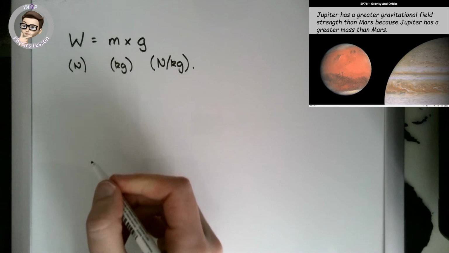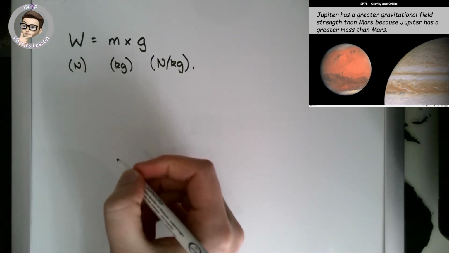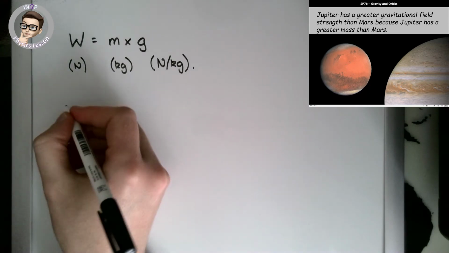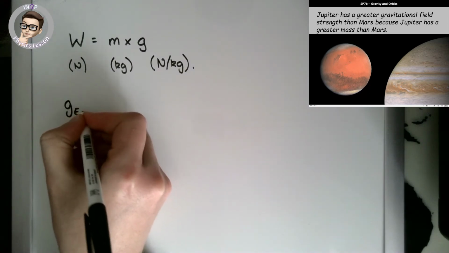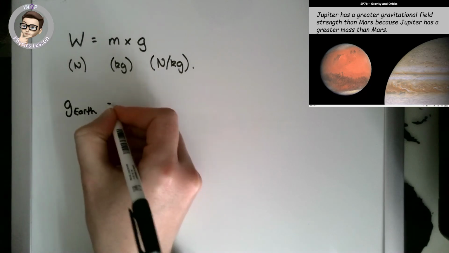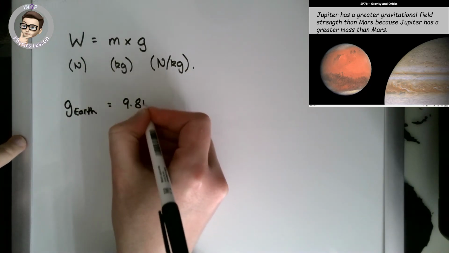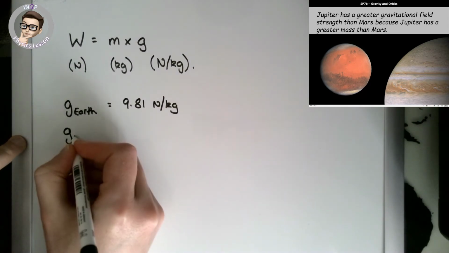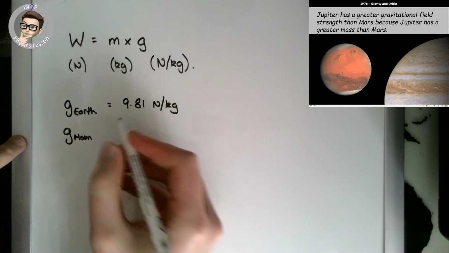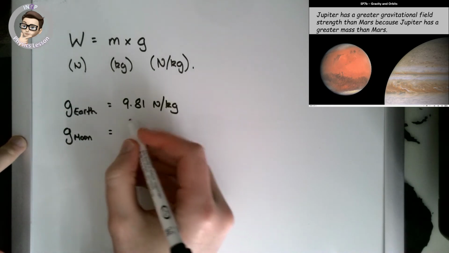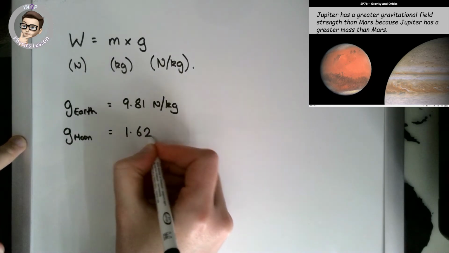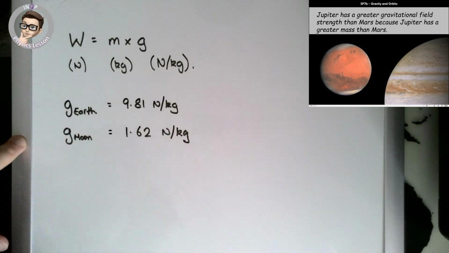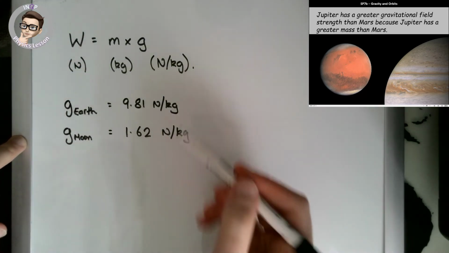So let's just have a look at some values so you can see the gravitational field strength of Earth. So we'll call it g Earth, is 9.81 newtons per kilogram. The gravitational field strength on the moon, which we know is a lot smaller, is 1.62 newtons per kilogram.